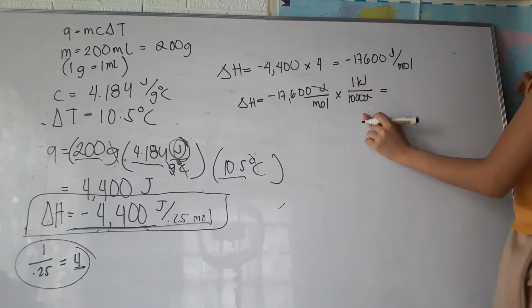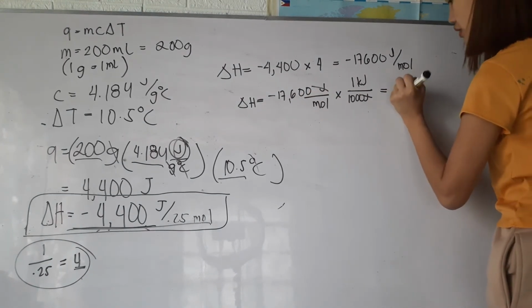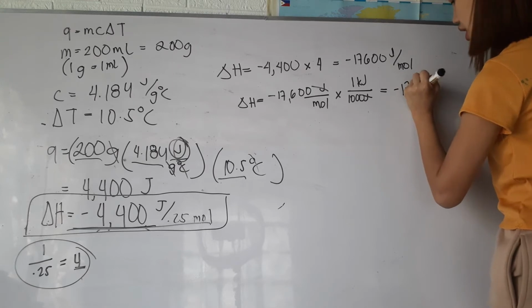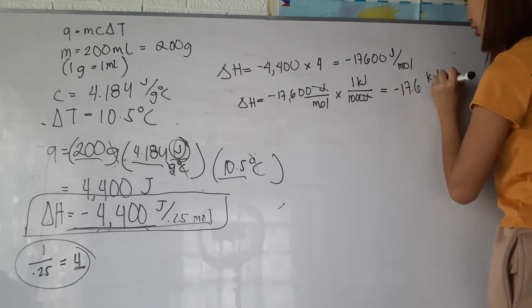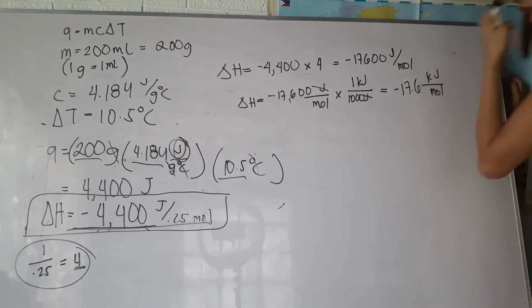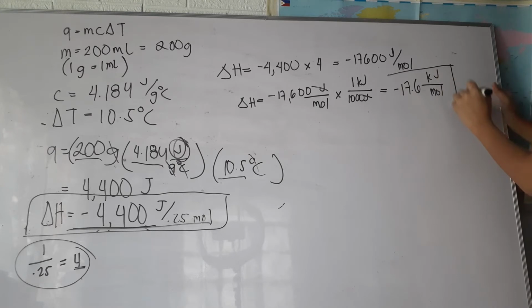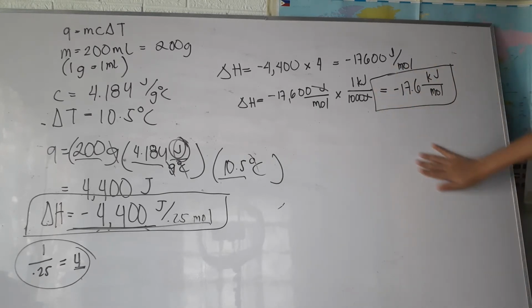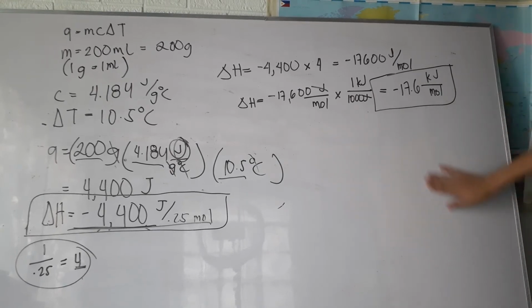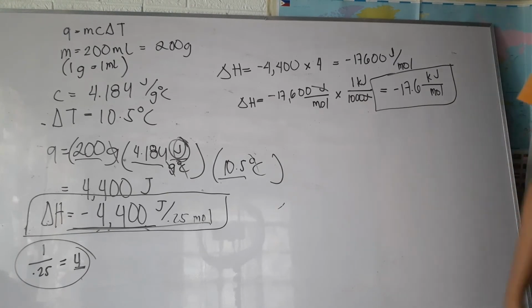7,600 divided by 1,000 is equal to negative 17.6 kilojoules per mole. So, negative 17.6 kilojoules per mole. So, ito na yung enthalpy change. Yung final enthalpy change or yung enthalpy change ng 1 mole of the reaction.